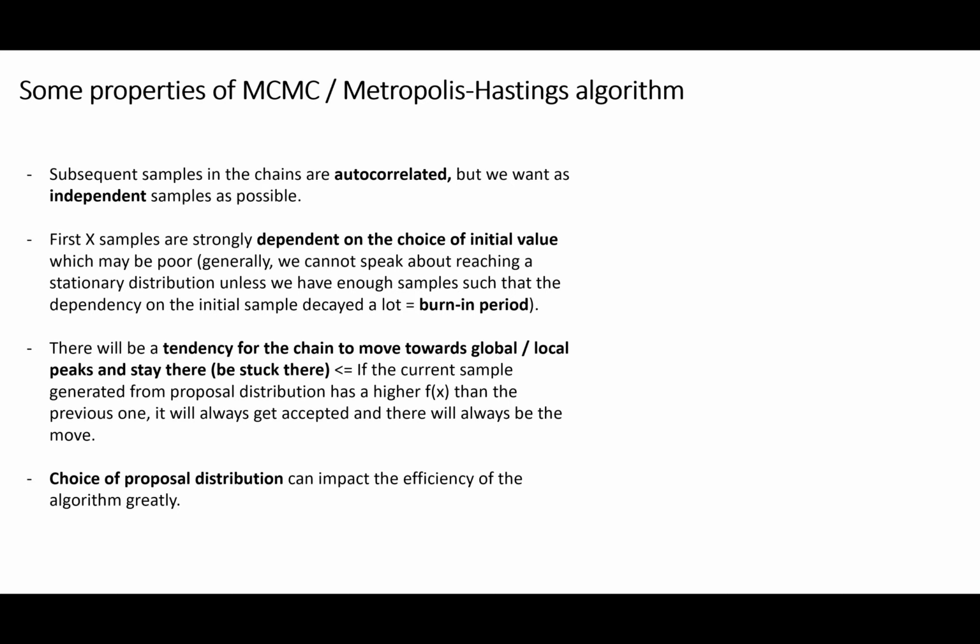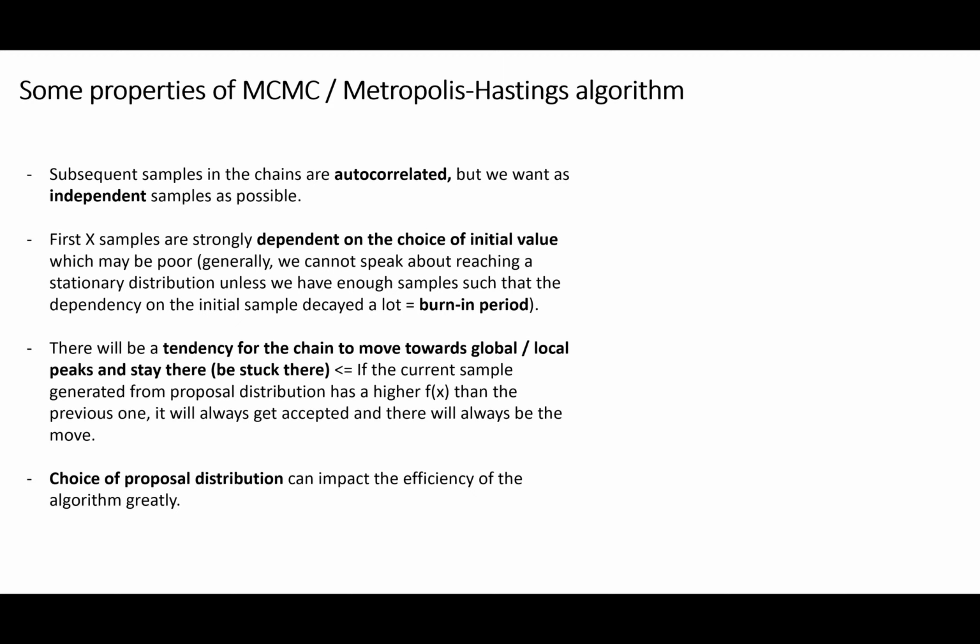All right. So some of the properties of this MCMC, or in our case the Metropolis-Hastings algorithm, is that the subsequent samples in the chains are inherently autocorrelated. But at the same time, it's true that we want our samples as independent as possible, because then you quite nicely represent the distribution. So that's one interesting property.